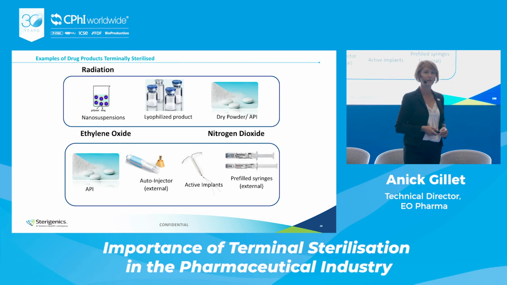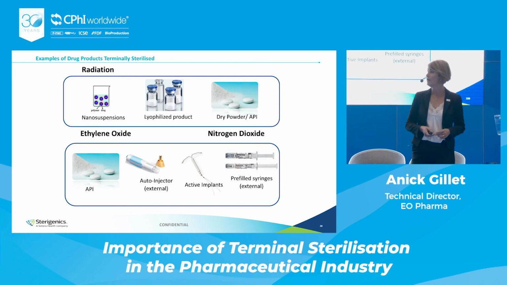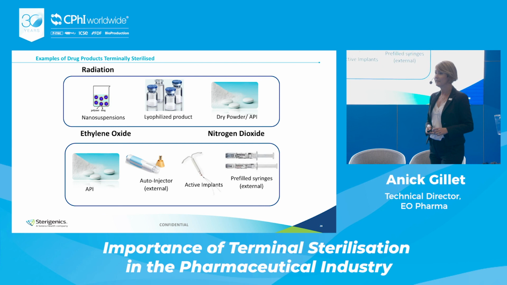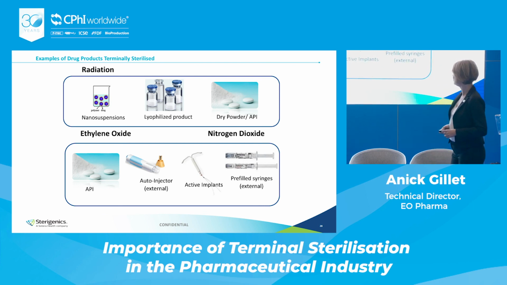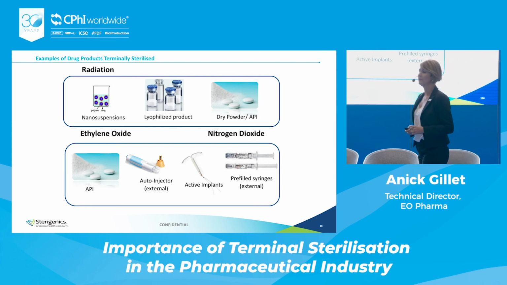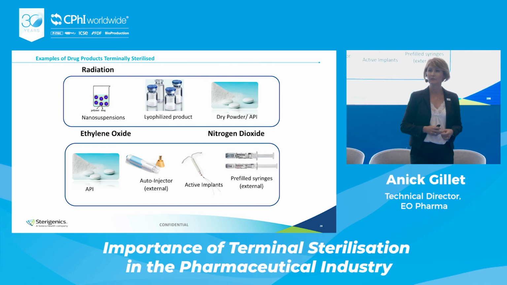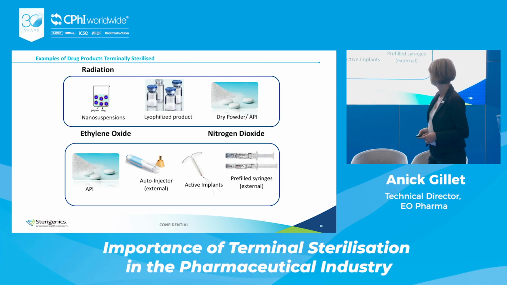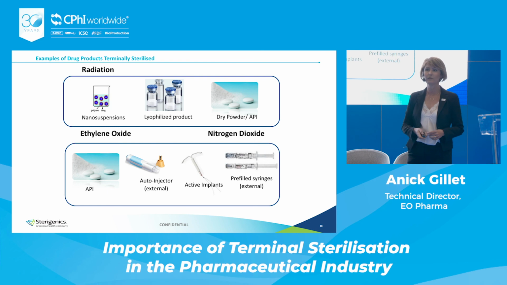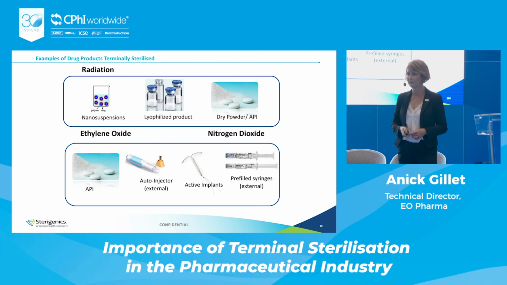With radiation, we have, for example, nanosuspensions or lyophilized products. Many APIs or dry powders are sterilized with radiation, which can be gamma or E-beam. With ethylene oxide, we also have different projects with different customers sterilizing APIs, and also nice applications for sterilization like pre-filled syringes, applicators or even active implants. That's something we see more and more. Nitrogen dioxide NOxilizer can also be used, especially for pre-filled syringes.